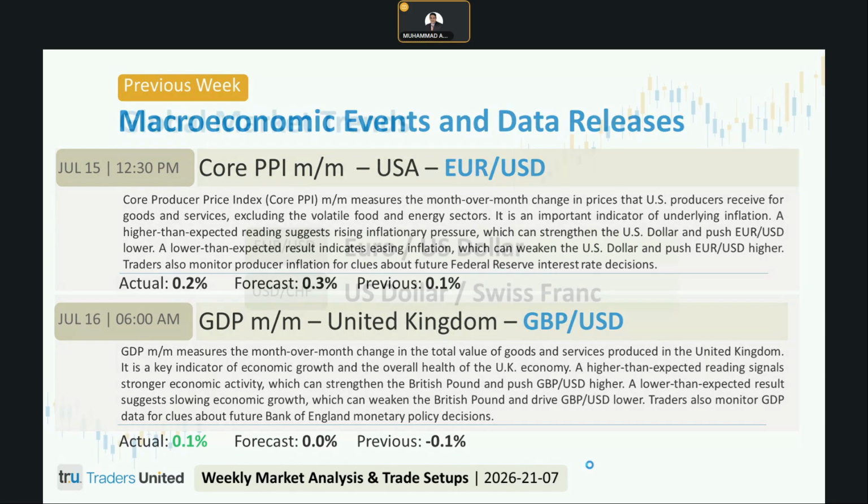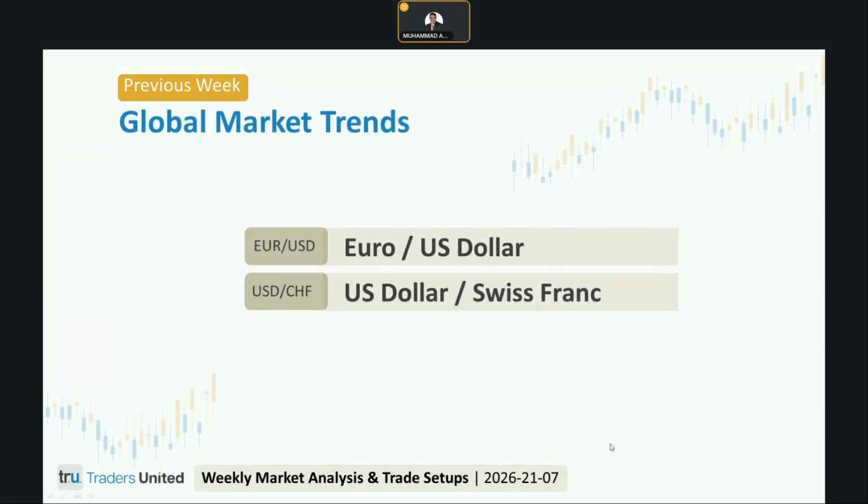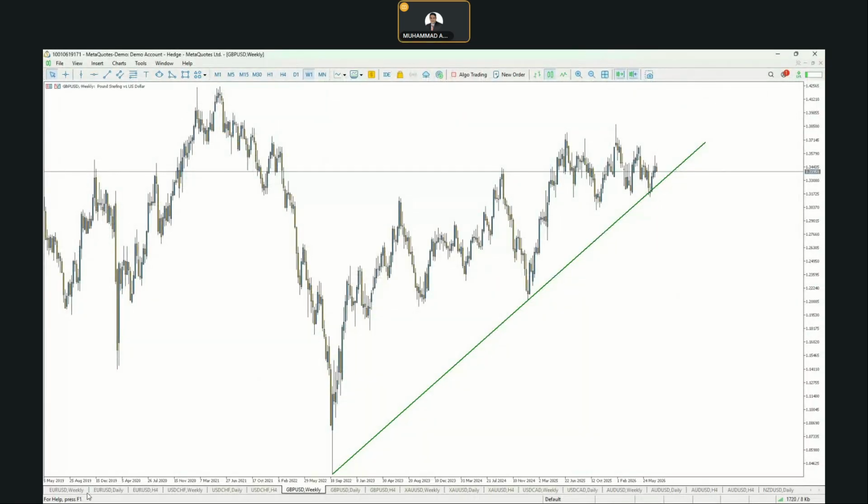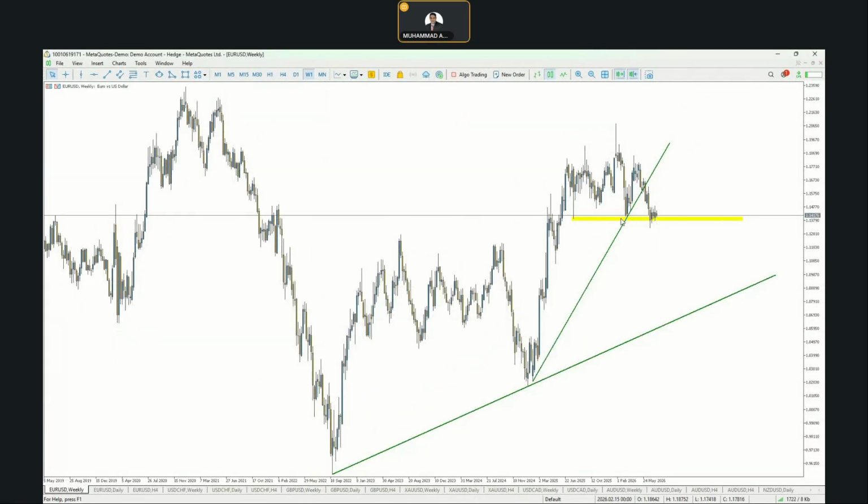Now, let us take a look at the previous week's global market trends. The first one is the euro dollar, the second one is the US dollar Swiss franc currency pair. So let's start with the euro dollar first. As far as the weekly time frame is concerned, we got this trend line break over here. But the problem is this is the support, and so far price action did not manage to clear this support level. It's actually finding aggressive buyers over here.